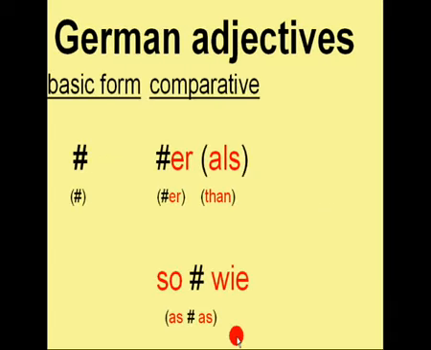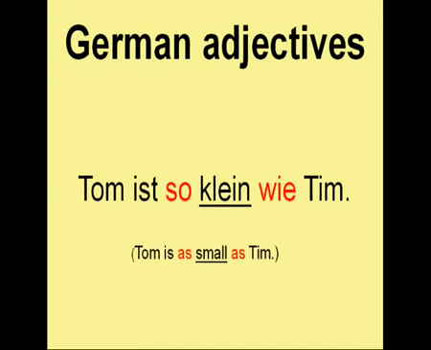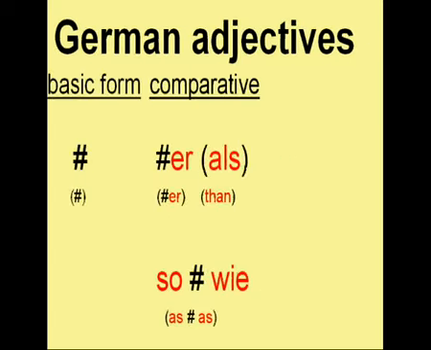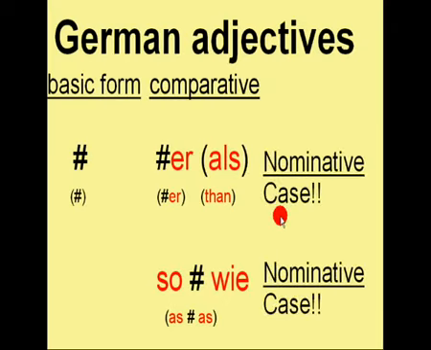If we want to compare things or persons that are equal to each other or on the same level, we use for the words as and as in English the words so and wie in German. The example sentence for that would be Tom ist so klein wie Tim. Now there's something which is very important for you to know about the comparative forms in German. In German, after the words als and wie follows the nominative case.